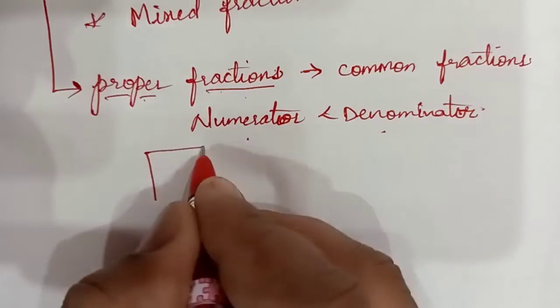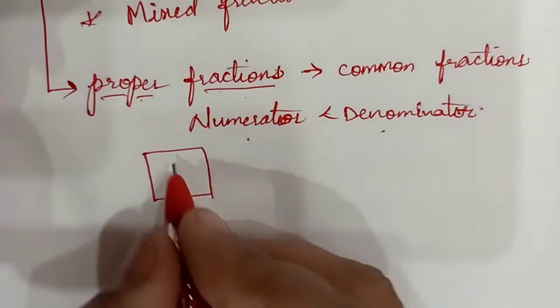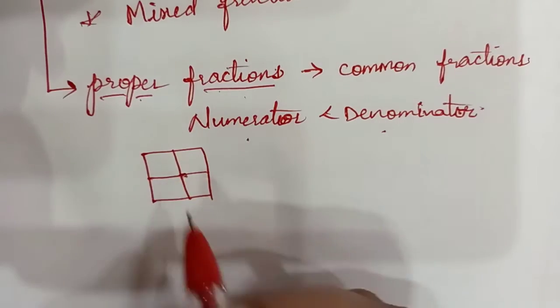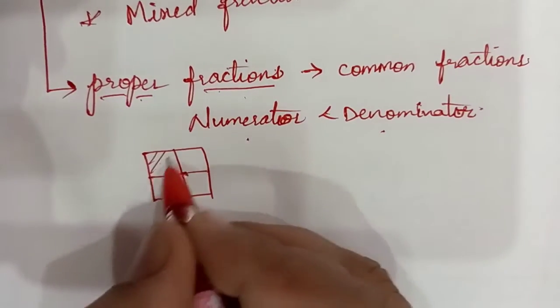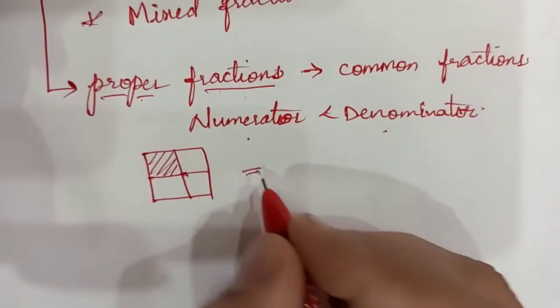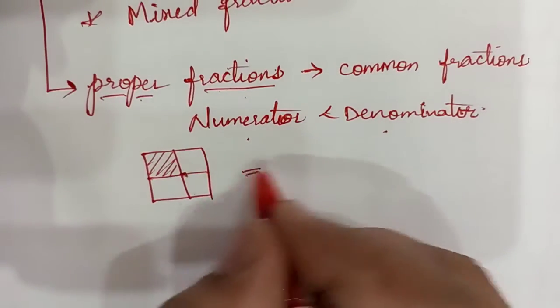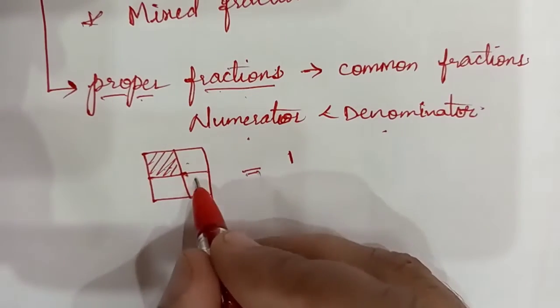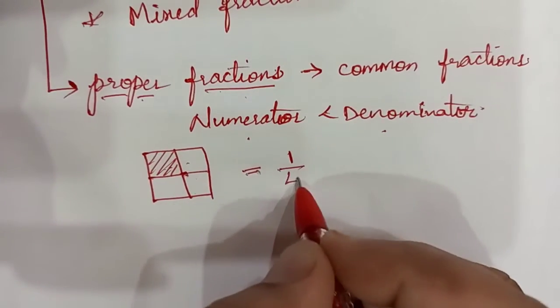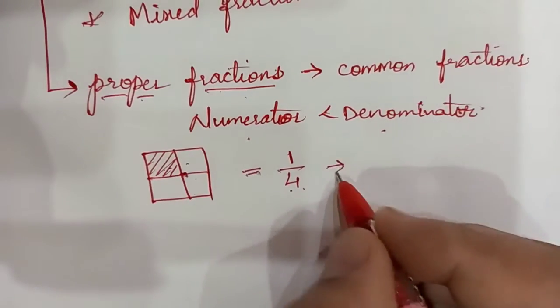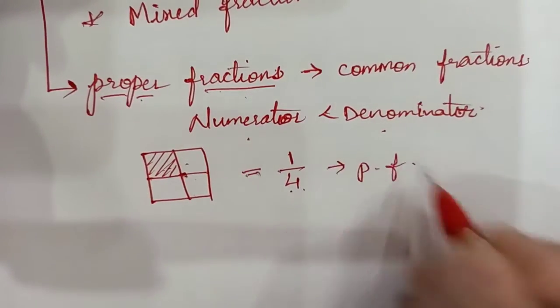Now, in a square, we make four equal parts. In that, one part is the shaded part. So how are we going to represent this shaded part? One part is shaded, so write it as the numerator. The total number of parts will be written as the denominator. Four parts we have made. So this type of fraction is called a proper fraction.